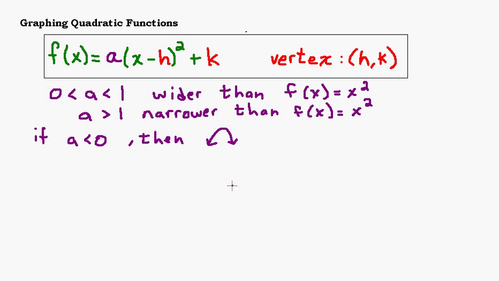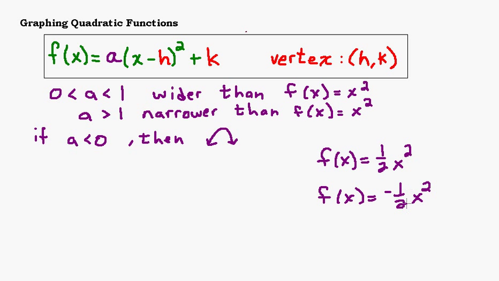Now notice, if a was negative, it didn't affect whether it was wider or narrower, it just flipped it over. So f of x equals 1/2 x squared, or f of x equals negative 1/2 x squared. Wider or narrower than x squared, these two? Well, your a value here is 1/2 and your a value here is negative 1/2. We know that if a is 1/2, it's wider. So this is wider than f of x equals x squared. And f of x equals negative 1/2 x squared is just flipped over, so it's wider as well. It's flipped over, but it's wider.